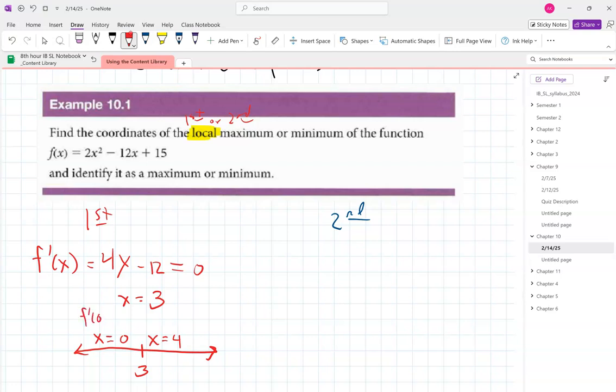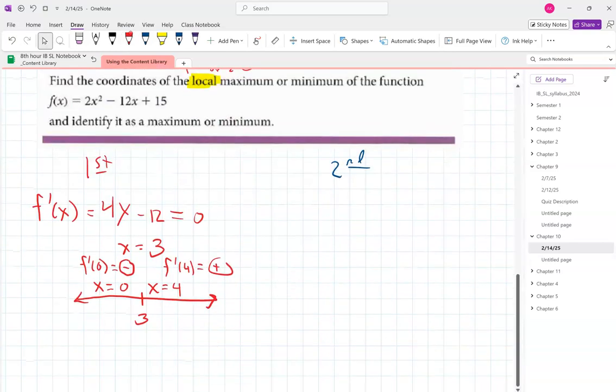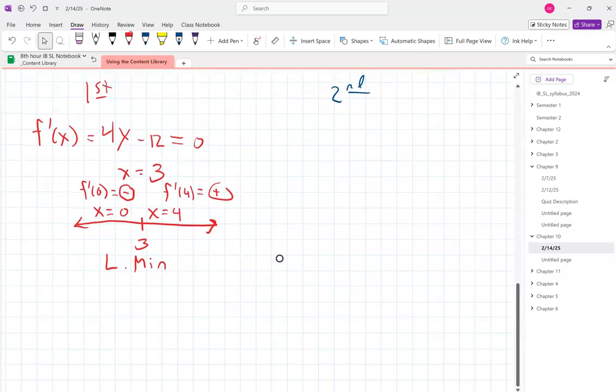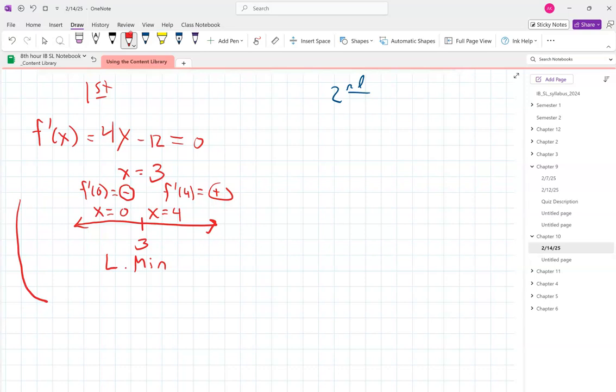And then I'll plug those into the derivative. When I plug 0 in, I get negative. When I plug 4 in, I'm going to get a positive. So that tells me it's a local minimum. The way to think about it is when the first derivative is negative, that means it's decreasing. When it's positive, it means it's increasing. So it's got to be a minimum, right?